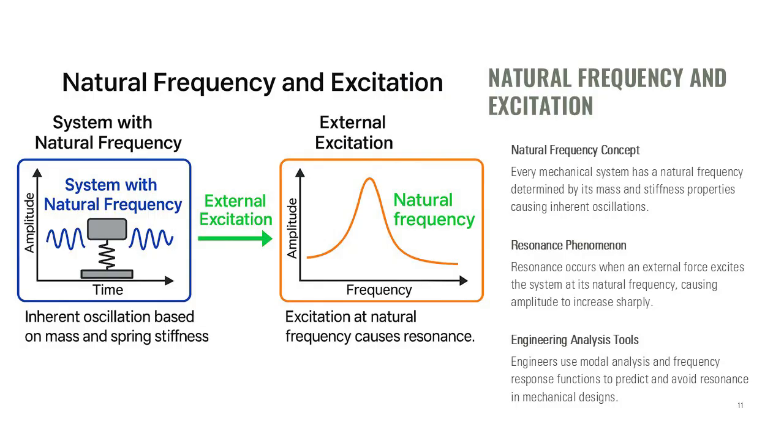Every mechanical system has a natural frequency determined by its mass and stiffness. When an external force excites the system at this frequency, resonance occurs. The energy input aligns with the system's inherent oscillatory pattern, causing amplitude to spike. Mathematically, resonance is described by the equation of motion for a damped harmonic oscillator, where the response amplitude becomes maximal at the natural frequency. Engineers use modal analysis and frequency response functions to predict resonance conditions and design components that avoid critical frequencies during operation.